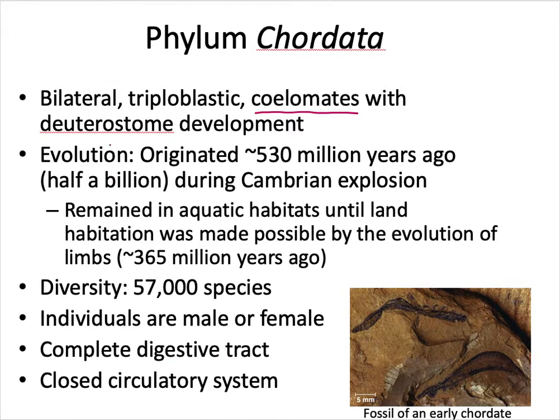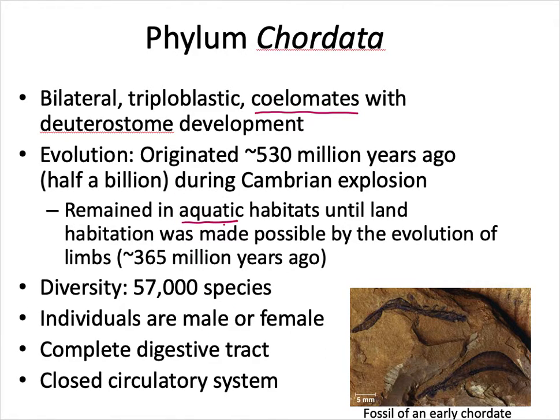A little bit on the phylogeny or evolution. Chordates evolved during the Cambrian explosion over 500 million years ago, or 530 million years ago. They were all fully aquatic, and the examples that we're going to talk about today are aquatic, but some of the vertebrates made their way to land about 365 million years ago, and we'll talk about that in our next lecture during chapter 34.